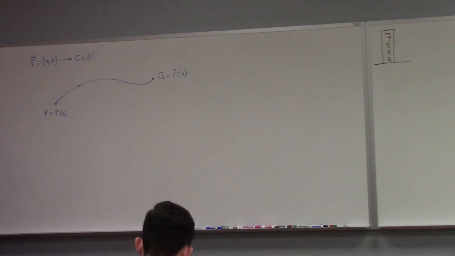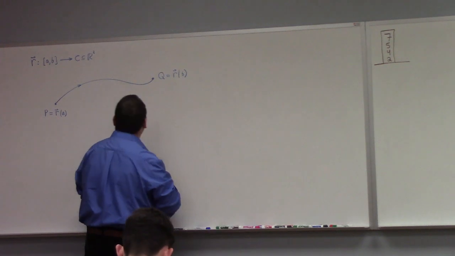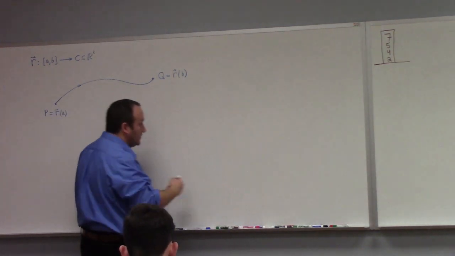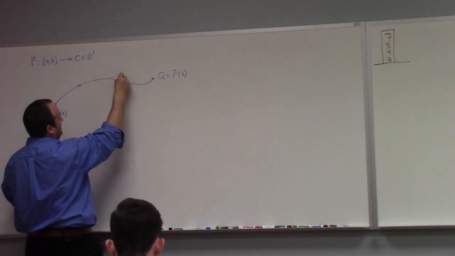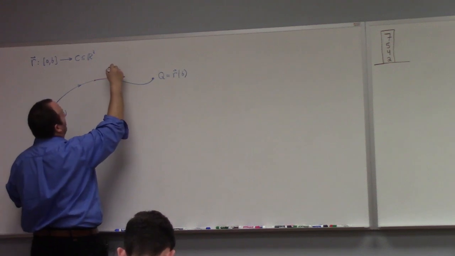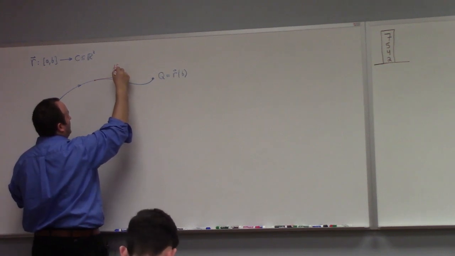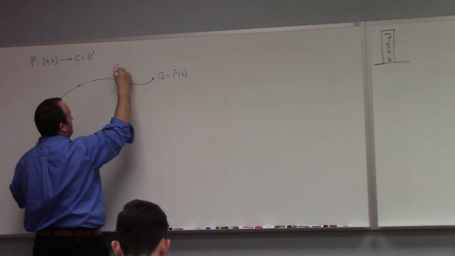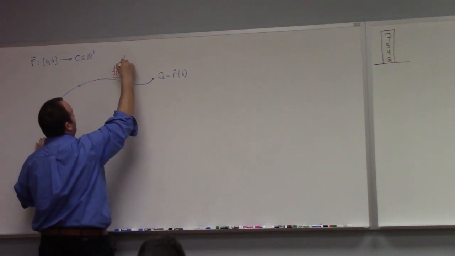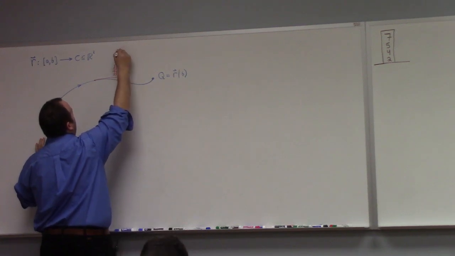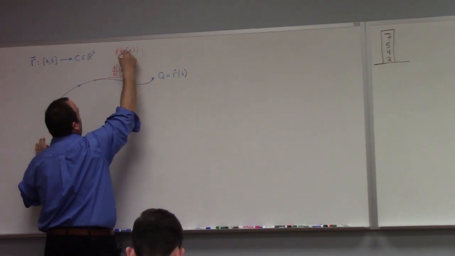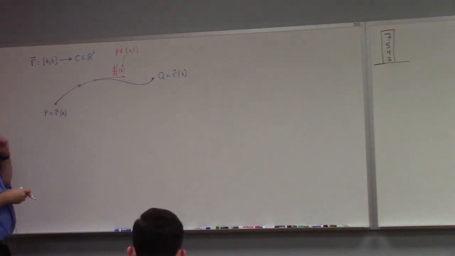If I pick a particular point in between, say here, then I could look at the velocity vector, dr/dt at some time t. This time is somewhere in the domain of the path, somewhere in [a, b].